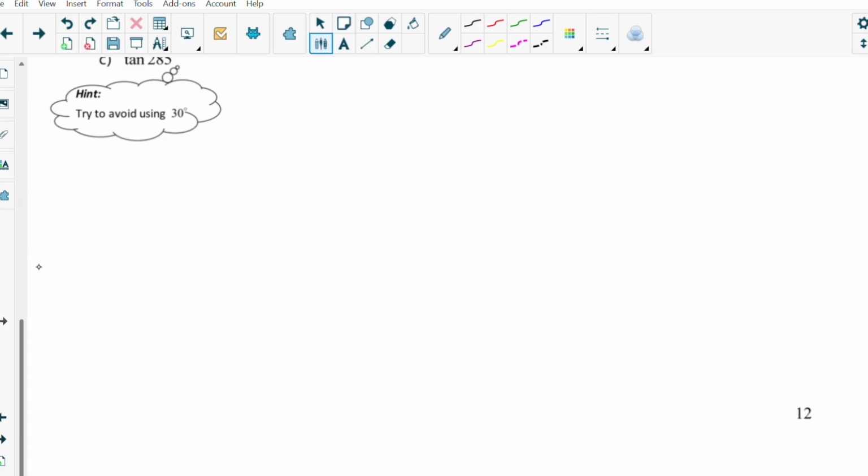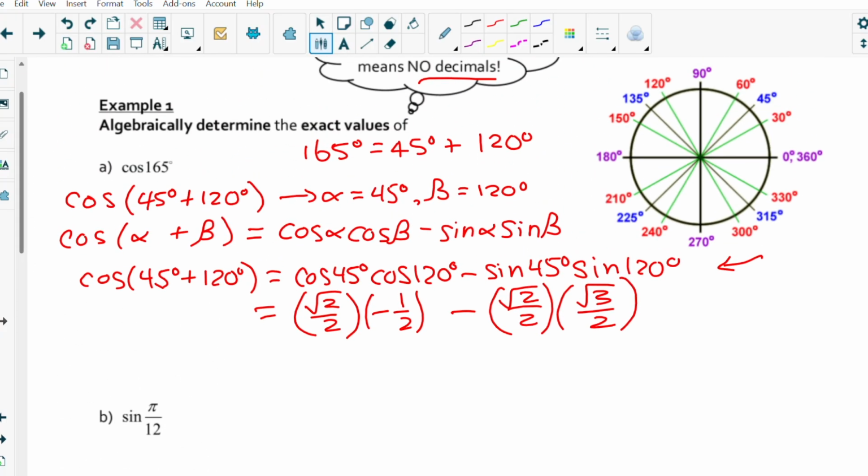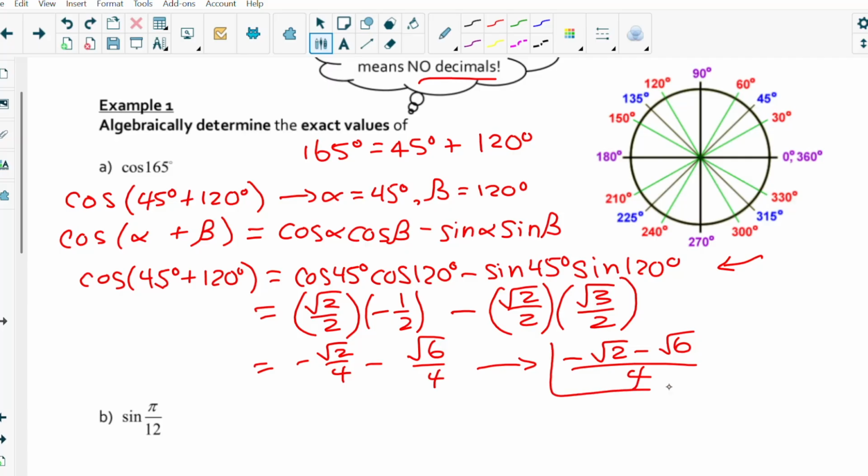And then let's evaluate. The rest is evaluate. And again, notice I have all exact values. So that's negative square root of 2 over 4 minus square root of 6 over 4. And then when I combine that, I get negative square root of 2 minus square root of 6 divided by 4. So there's my final answer, exact value. Be careful when it asks for exact values.